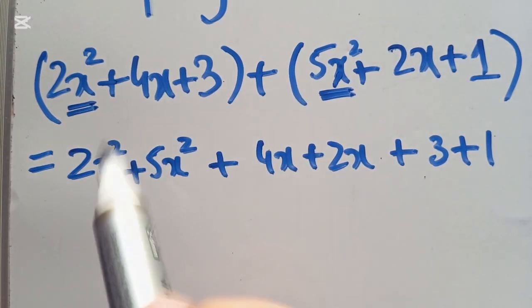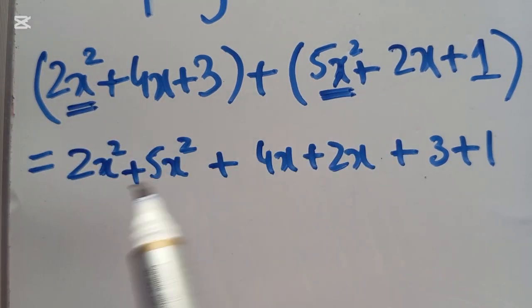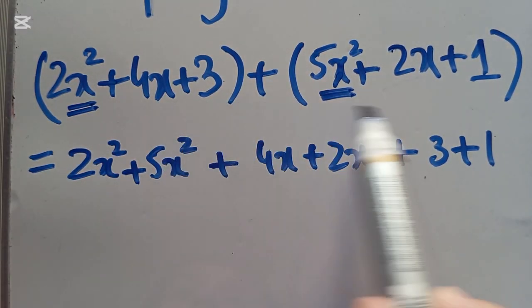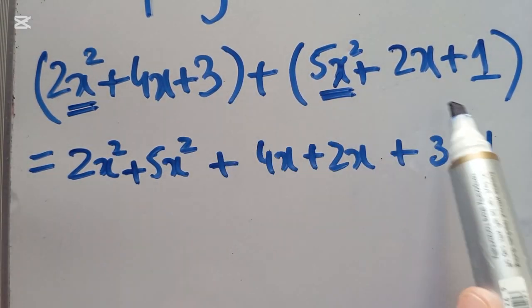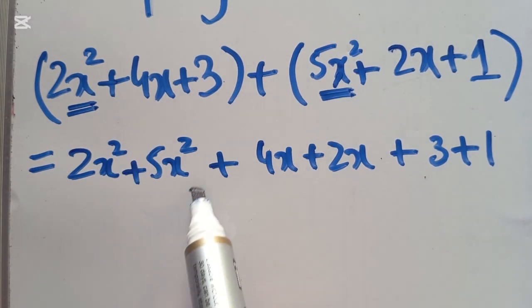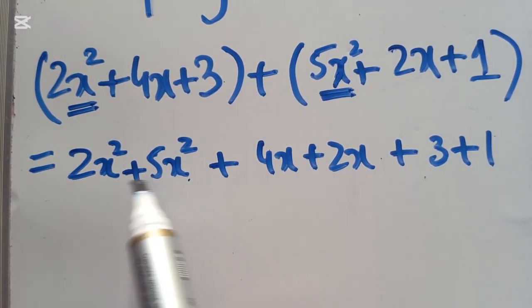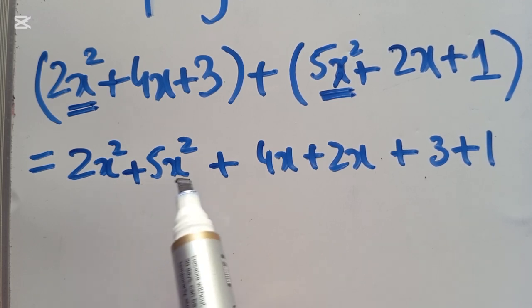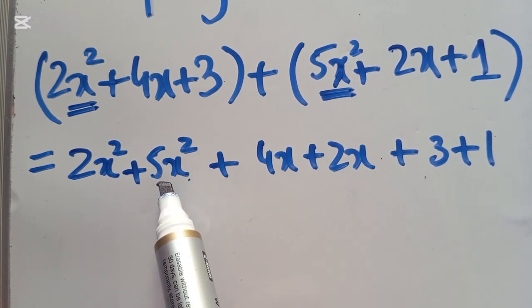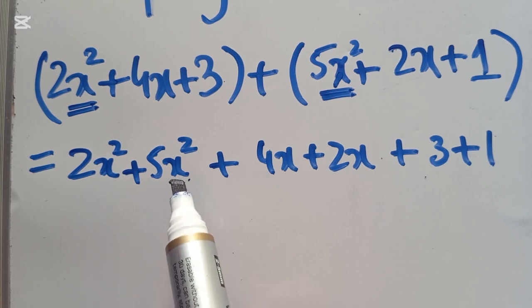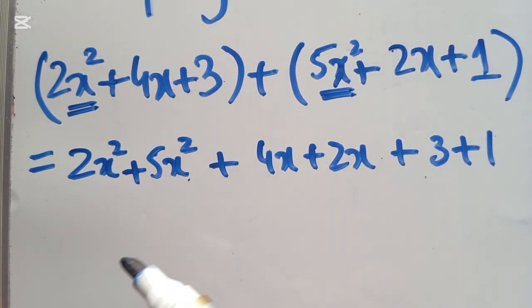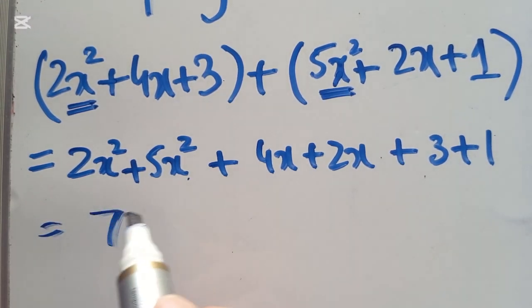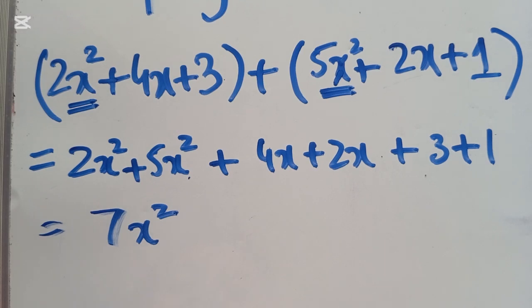So we just take 2x square with 5x square, 4x with 2x and 3 with 1. Now how to add them? The square term x square, they have different coefficients. One has 2 and the other square term has the coefficient 5. They will both be added. When they will be added, their coefficients basically will be added. There will be no difference in the exponents. So the answer will be 7x square.